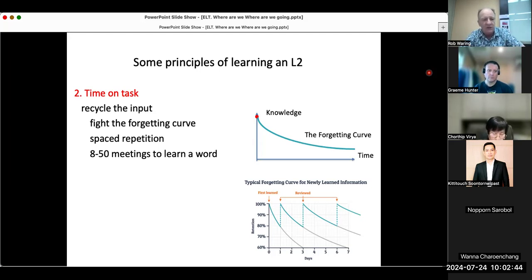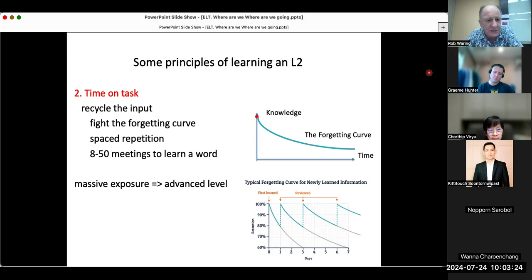Of course, it depends on the word. Some words you'll be able to pick up immediately. For example, loan words. If you already have the word in Thai, it'll be very easy to pick up in English. But other words are going to take much, much longer. For example, there are very few people who are non-native speakers of English who have yet mastered the articles perfectly, the, a, and an. Even though they've met these words countless times. So it is going to take some time. We're going to come back to this 8 to 50 meetings to learn a word later, and why there is such a big spread.